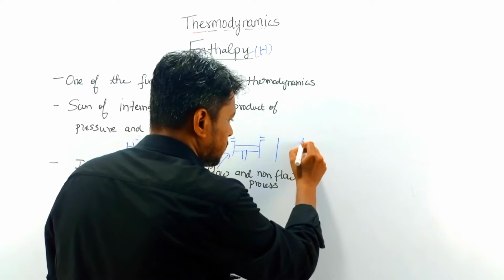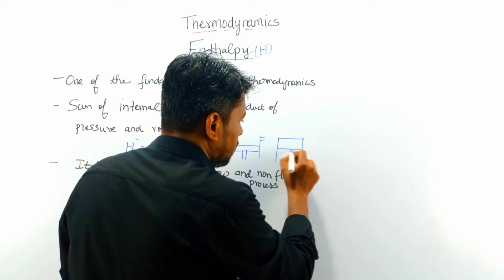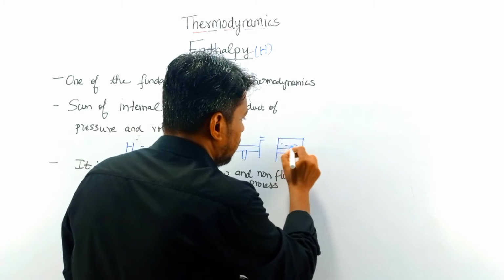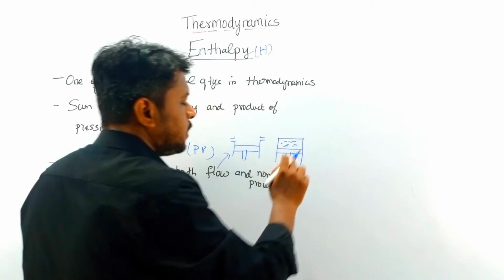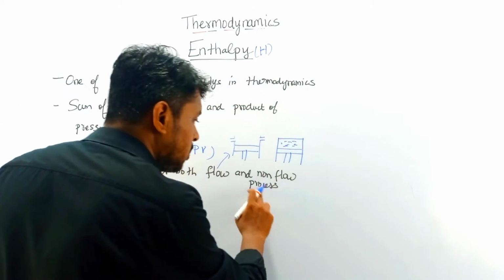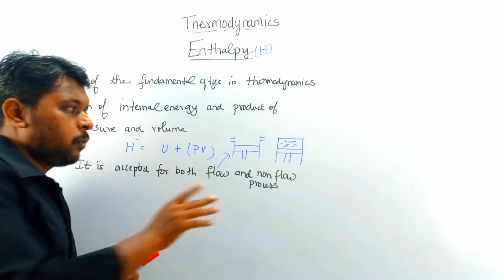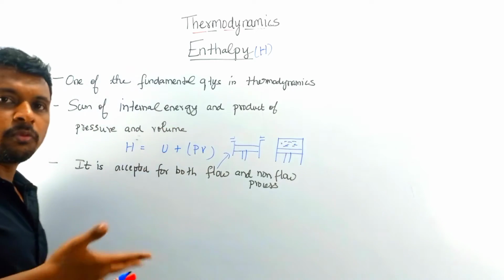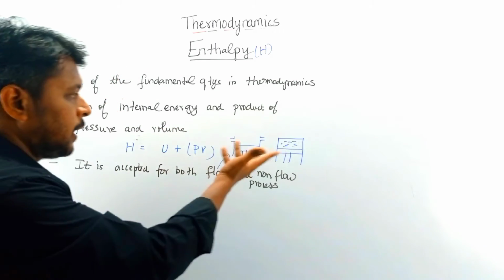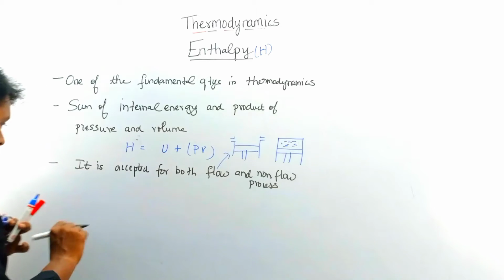A non-flow process is like this: we have a cylinder with gas in it. It is a closed system, and a closed system comes under the non-flow process. For both these cases, enthalpy can be accepted. This property can be calculated.